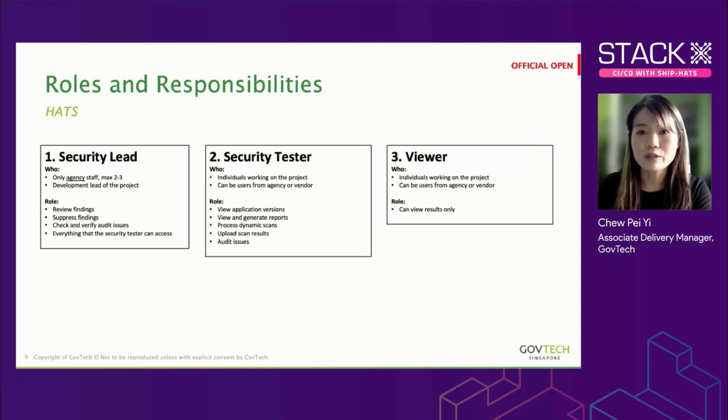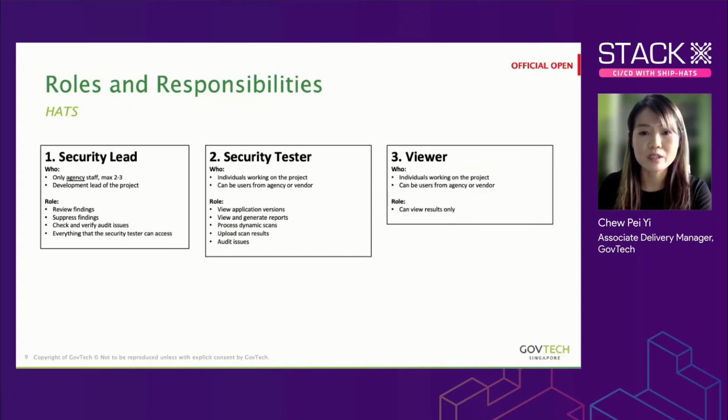This role should be given to a development lead of the project, and he or she should be equipped with the necessary knowledge to review the findings uncovered by Fortify SCA and to be able to understand what a false positive is and to proceed with suppressing these issues.